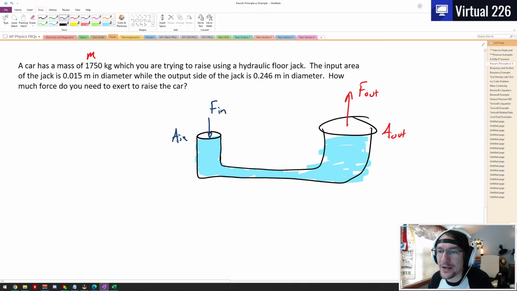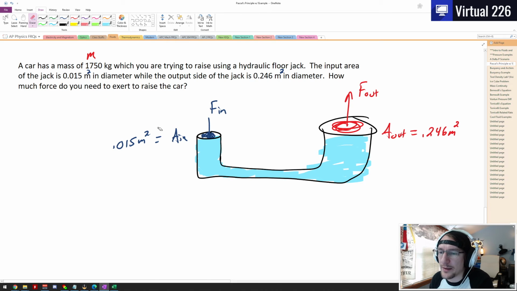And we know that the input area is 0.015 meters. So this area up here is 0.015 meters. The output area over here is 0.246, and these should be meters squared. I don't know why those aren't meters squared. Those are areas. Get with it.